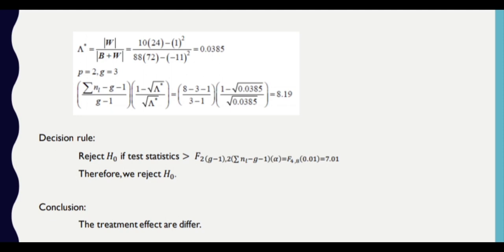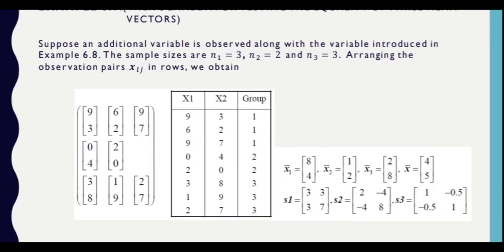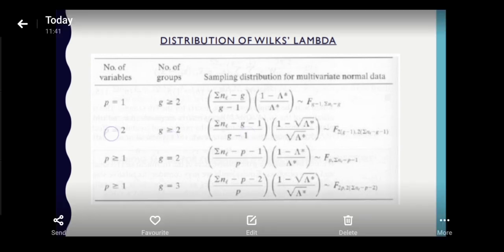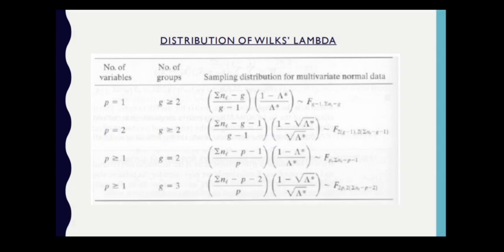Okay, so we want to use which distribution to compare and which statistic. It depends pada how many variable involved and how many population involved. In this example, number of variable is 2, x1, x2, and the population we have 3 population tadi. So we use this formula, right? P is 2, G is 3. So we will use this formula.